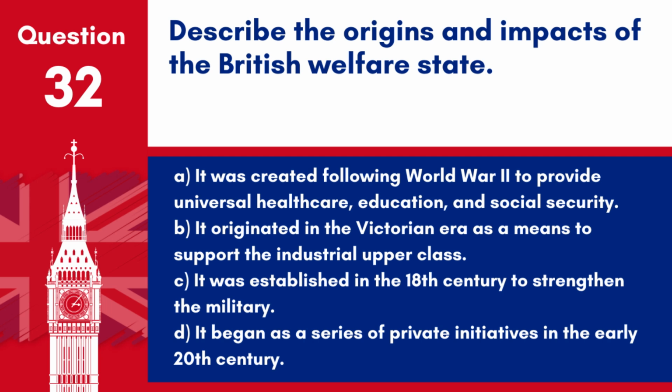Question 32. Describe the origins and impacts of the British welfare state. A. It was created following World War II to provide universal healthcare, education, and social security. B. It originated in the Victorian era as a means to support the industrial upper class. C. It was established in the 18th century to strengthen the military. D. It began as a series of private initiatives in the early 20th century.